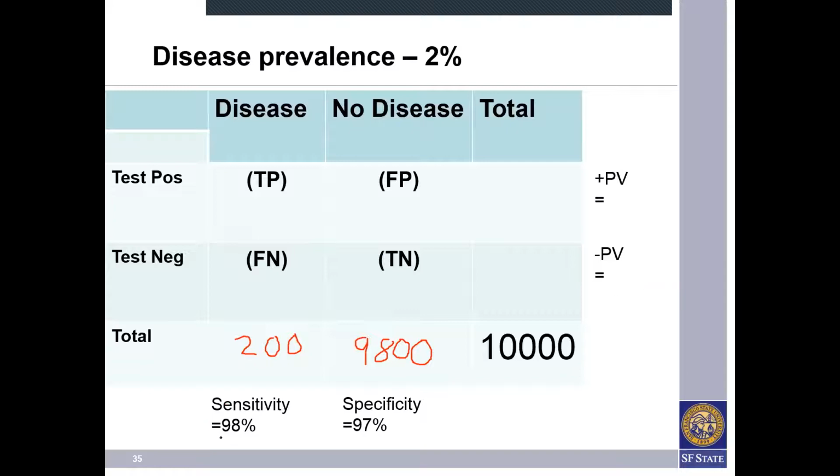Now, if I've got 98% sensitivity, how many true positives am I going to get? 196? 196 true positives, yeah? And the remaining 4 false negatives. Now, how about my true negatives here? 97% specificity. How many true negatives am I going to get?